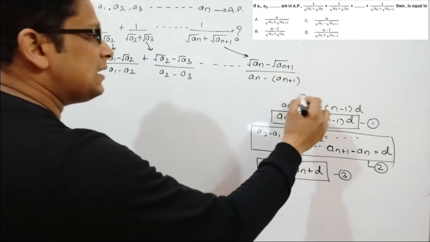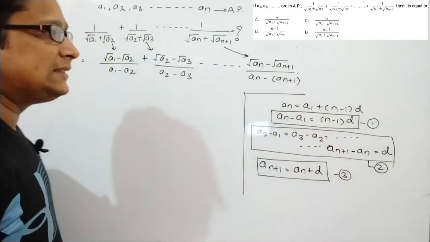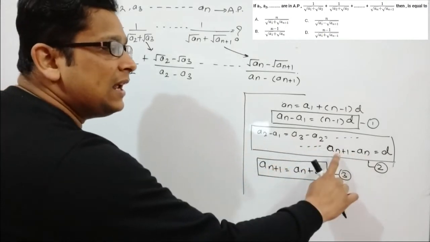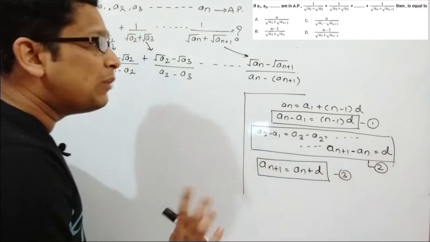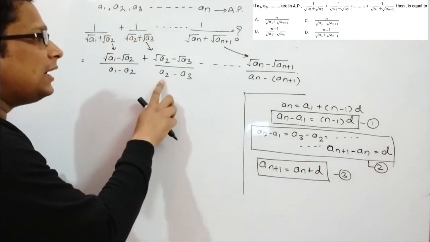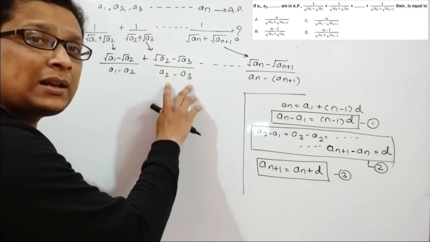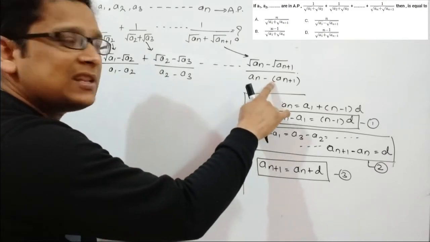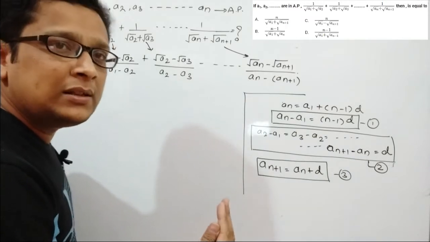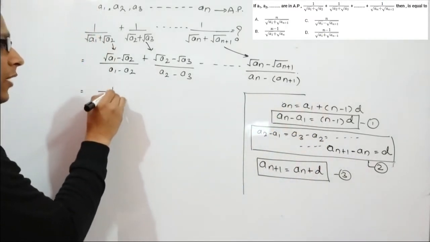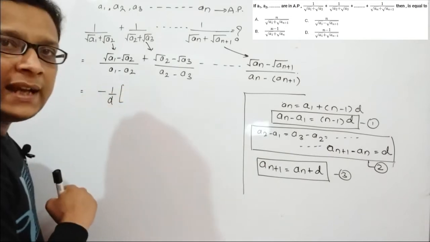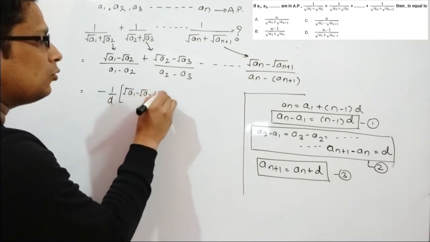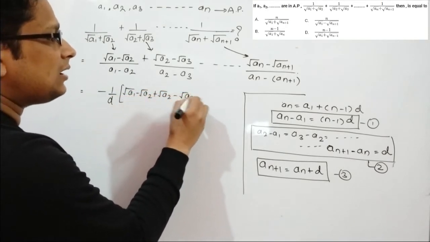After the rationalization, we have this expression, and we know that a2 minus a1 is d, a3 minus a2 is d, and a(n plus 1) minus an is equal to d. But here we have a1 minus a2, a2 minus a3, so this will be d but with a negative sign. So minus d, minus d, minus d, and so on up till minus d. We are just taking minus d as common throughout the expression. So minus 1 upon d, and the remaining terms inside the bracket are the square root of a1 minus the square root of a2, plus the square root of a2 minus the square root of a3, and so on.